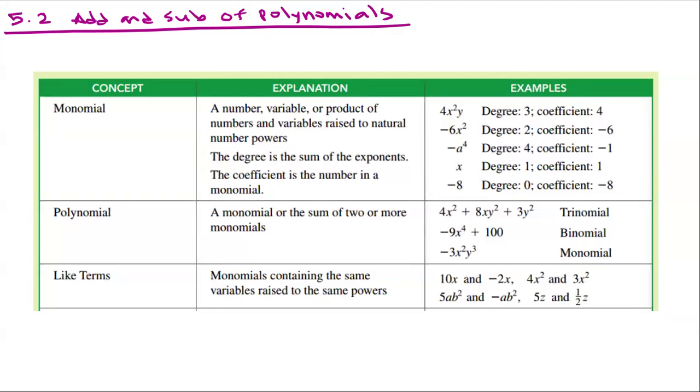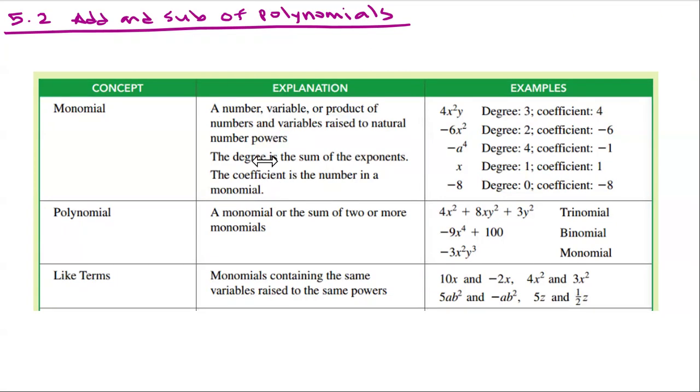Okay, so we're starting a new section, 5.2. This is adding and subtracting of polynomials, or addition and subtraction of polynomials. Here are some vocabulary terms we need to know. Number one is monomial. What is a monomial? It means a number, variable, or product of numbers and variables raised to natural number powers. The degree is the sum of the exponents. The coefficient is the number in the monomial.